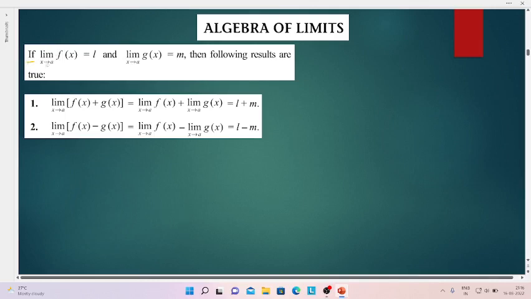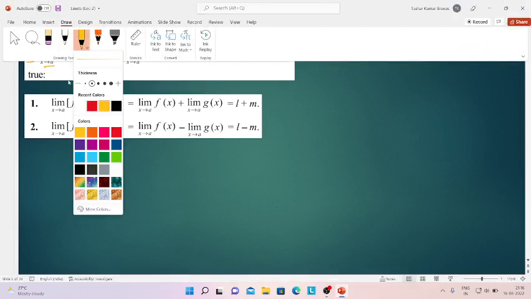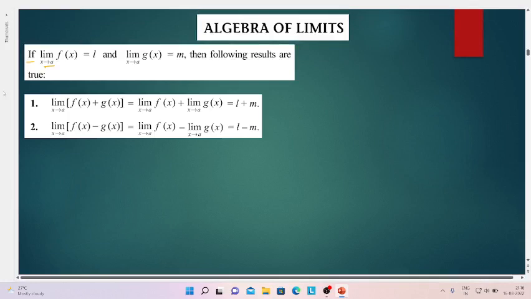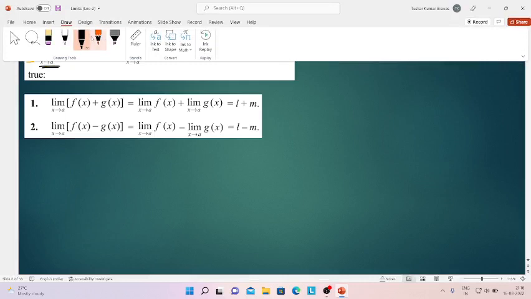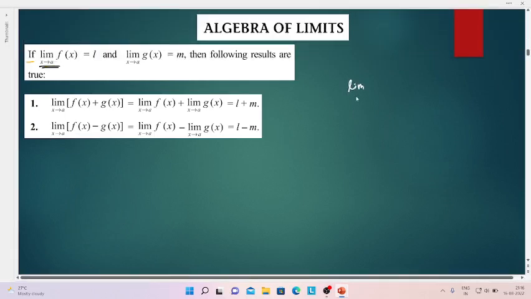If limit x tending to a f(x) equals L. So here you can understand that limit x tending to a f(x) equals L is given to you, I mean the function will tend to L as x tends to a, right? Similarly, limit x tending to a of the function g(x) equals m. I mean the function g(x) will tend to m as x tends to a.